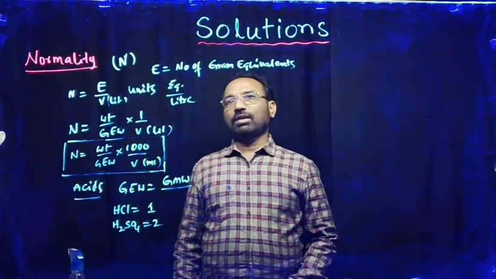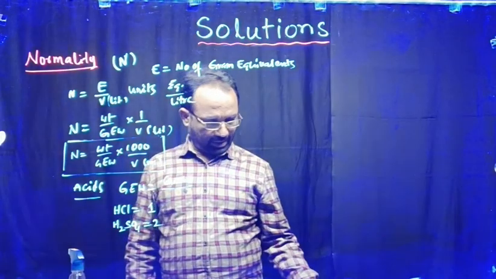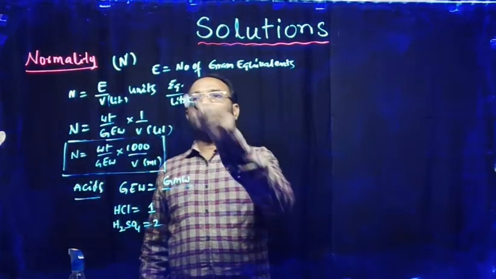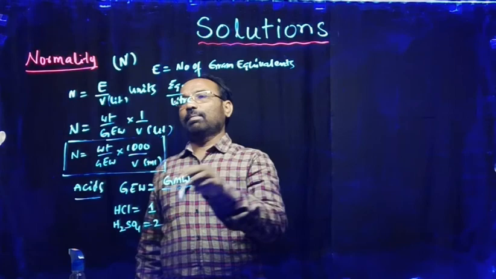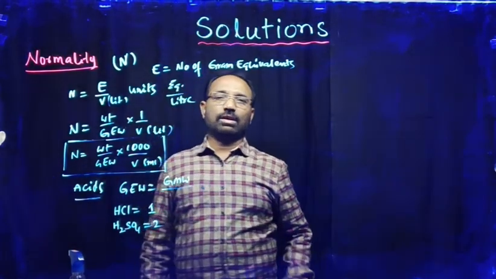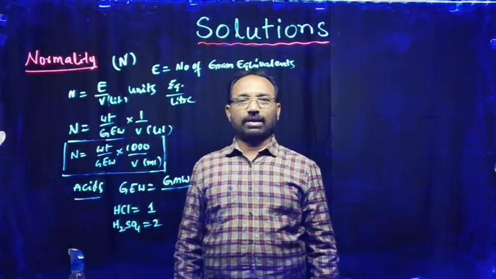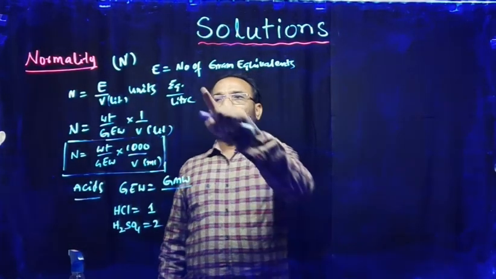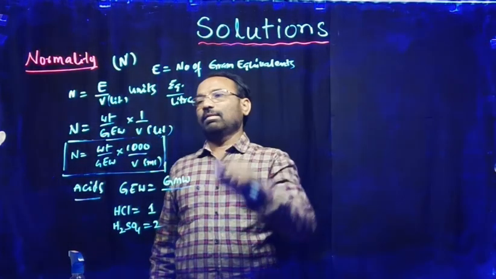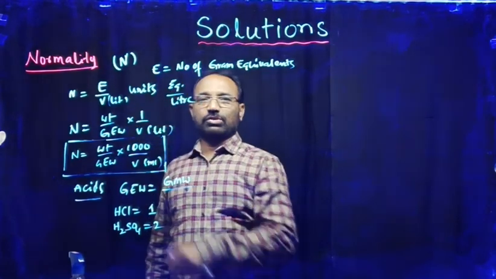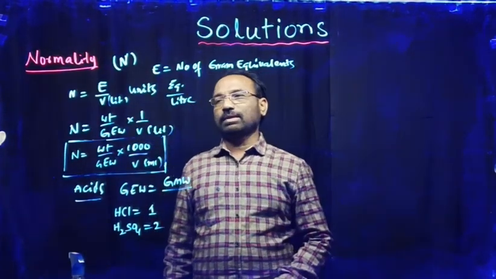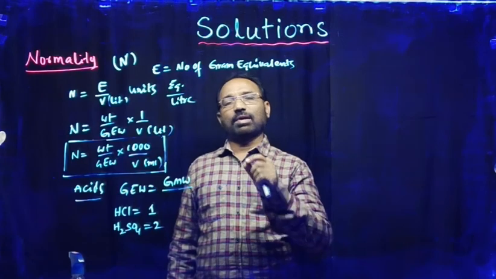Here, the number of gram equivalents. What I am saying? The number of gram equivalents present in 1 liter of a solution at a given temperature is called as normality.